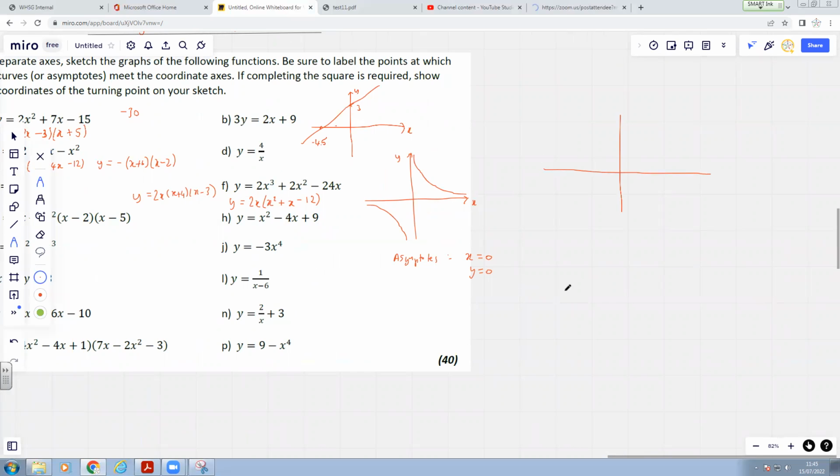It's going to go through, now cubics, when they're the right way up, or if you like positive x cubed, they always look like that. If it was a negative x cubed, it would always look like this, some kind of shape like that.